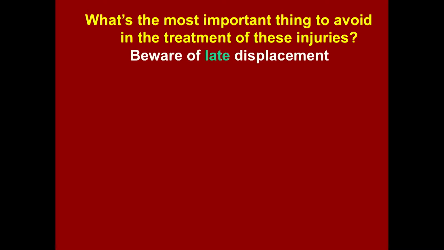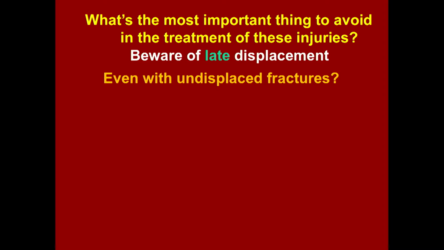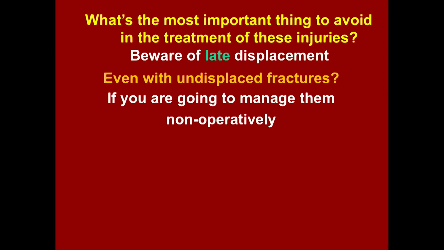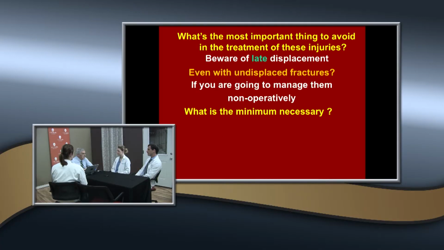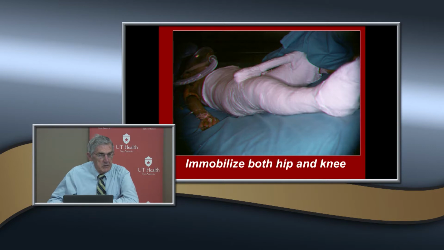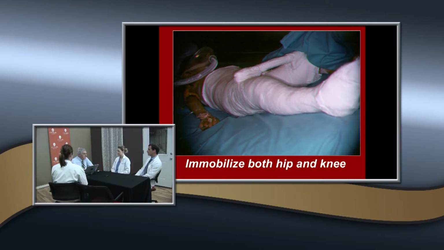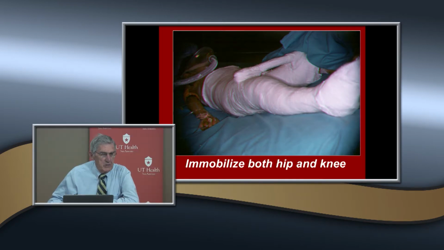Well, you need to worry about late displacements. You can get them reduced, but sometimes it's hard to maintain it, even with undisplaced fractures. And if you're going to manage them non-operatively, what's the minimum immobilization that's necessary? Maybe 14 days. Yeah, well actually you have to immobilize the joint above and below. And when do we see most of these injuries, in what age group? 2 to 5. Well, no, they're more adolescent. They're sports injuries, so they're teenagers.